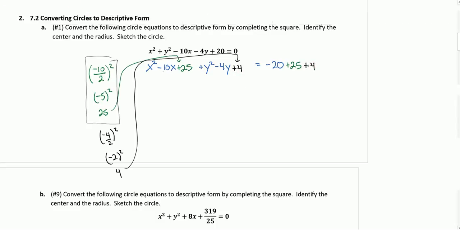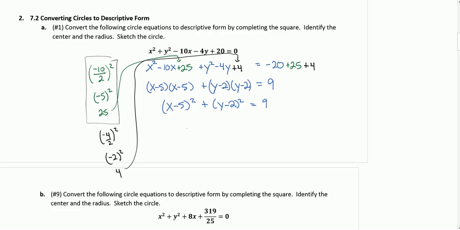And now we factor. When you factor the x terms, you get x minus 5 times x minus 5. When you factor the y terms, you get y minus 2 times y minus 2. On the right side, negative 20 plus 25 is 5, and 5 plus 4 is 9. So this is x minus 5 squared plus y minus 2 squared is equal to 9.